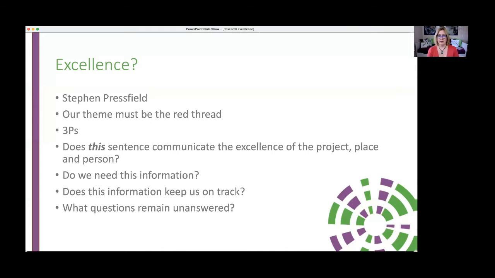The other thread that I think is really helpful is the thread of what is this grant about? What is this paper about? What is this abstract about?